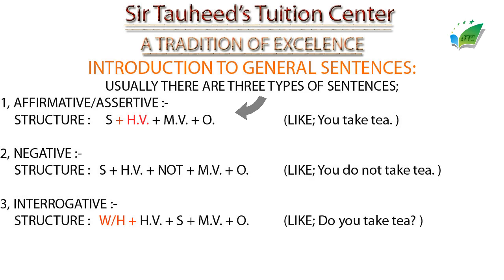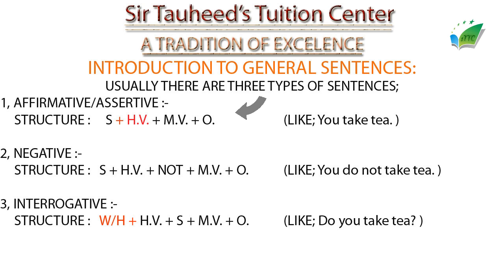After helping verb we use main verb. Main verb means the most important work that is going on in any sentence. Main verb means the action which is going on, the main action. After main verb we have to use object. Object is something which is connected with the verb. Anything which is connected to the verb is called object. Object does not do anything, but the subject does. Object is the one who receives the action. Okay guys, now let's move on to an example.